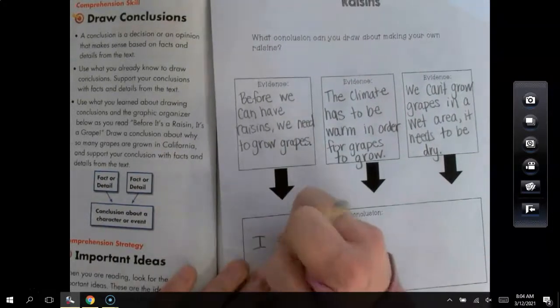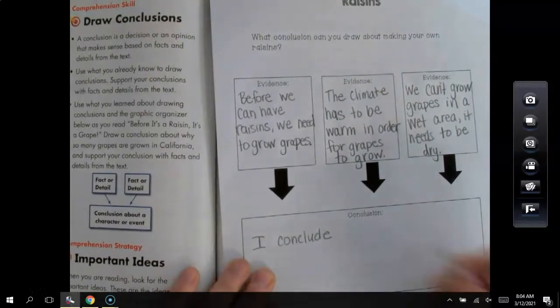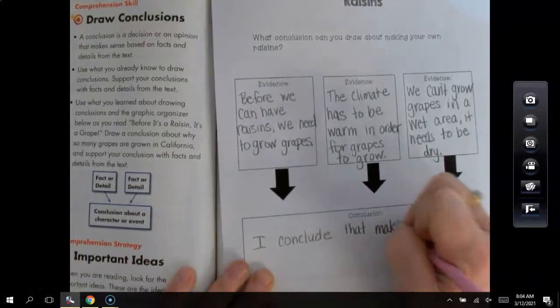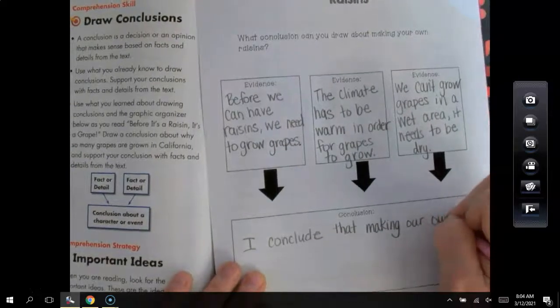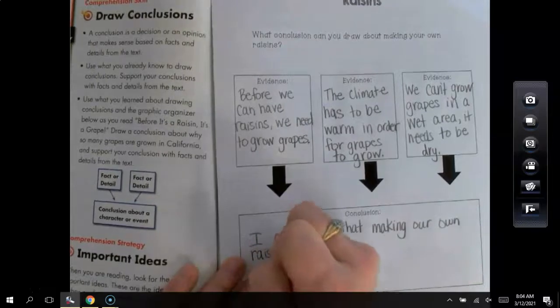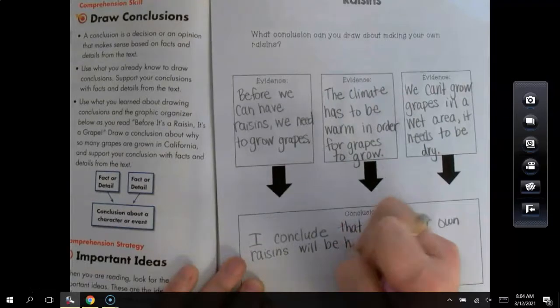So I can say, I conclude, because we're making our conclusion now, that making our own raisins will be hard work.